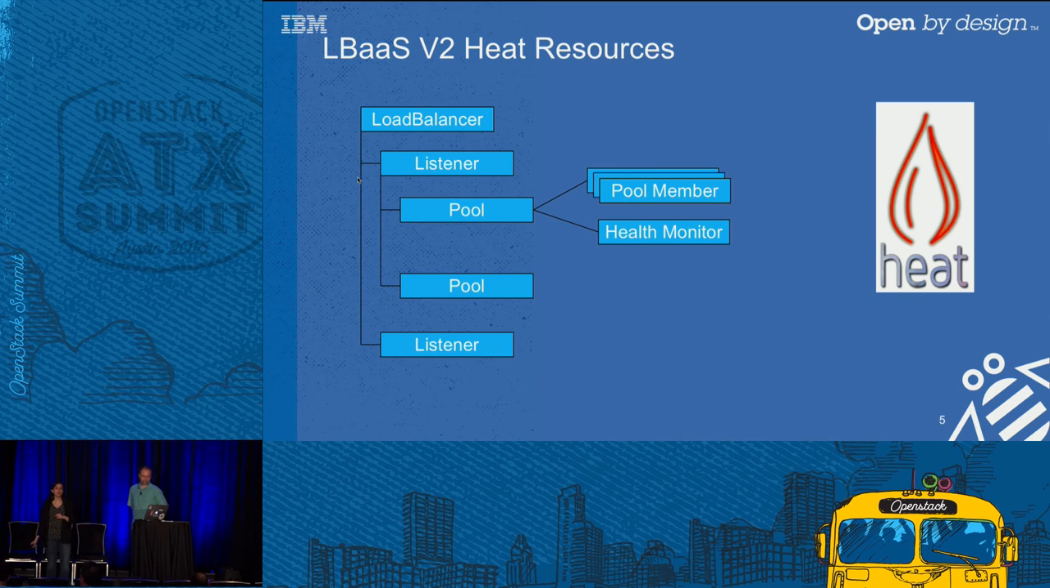So the Heat resources map to what is done for LBaaS V2. If you're familiar with V1, you'll notice that the structure is completely different from what you're used to. At the very top level, there is a load balancer. In V1, there used to be a VIP, but in V2, the load balancer is on top. You can have a list of listeners associated with that load balancer. Each listener can have one or more pools, and each pool has a list of pool members. There's also a health monitor associated with the pool. This is the high-level structure of the Heat resources. Then we'll go into details of each of these resources and how they're implemented in Heat. So go ahead, Mark.